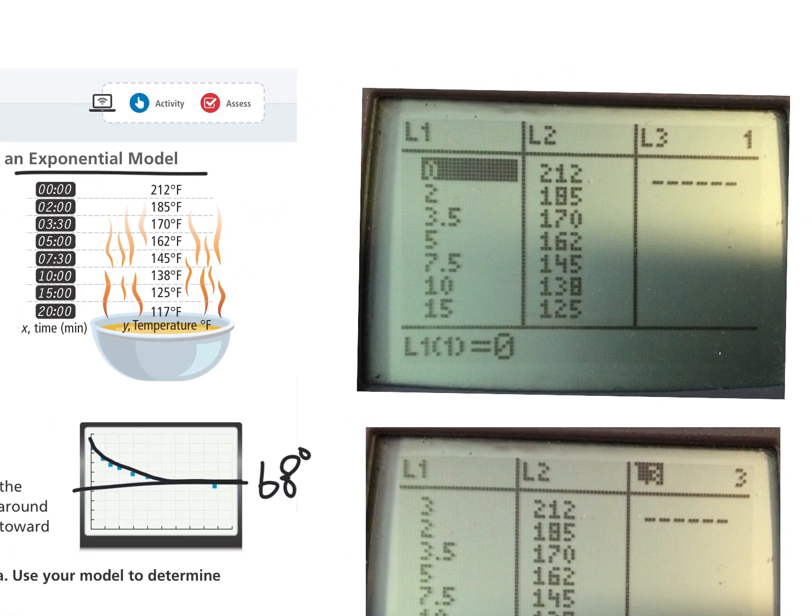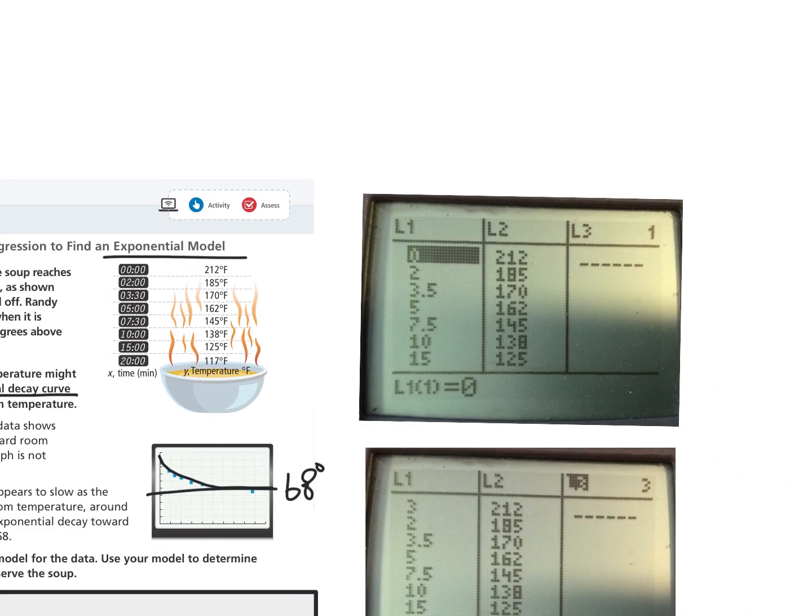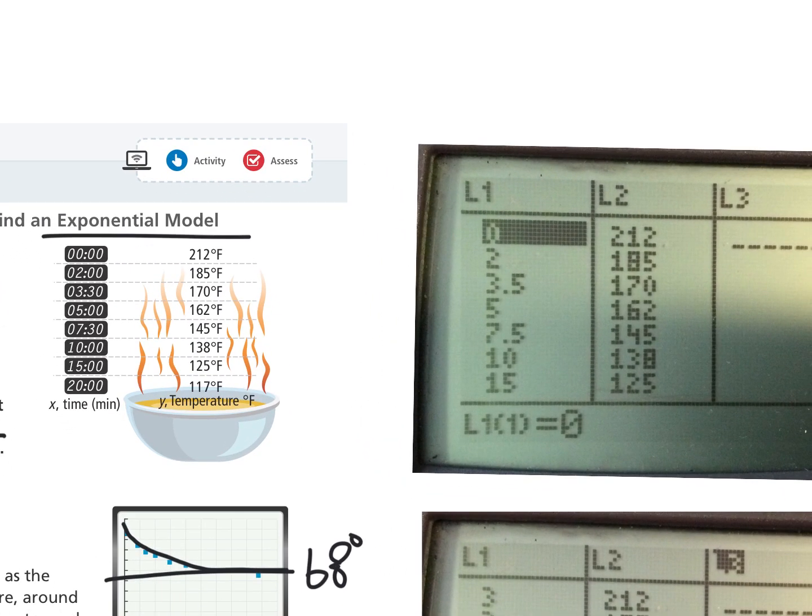Notice when we do that, this is how I entered this data in. Notice that when it says 3.3 here, that needs to be entered as 3.5, because that's 3 minutes and 30 seconds. The same for 7.3, which needs to be entered as 7.5. So have these values in your calculator.